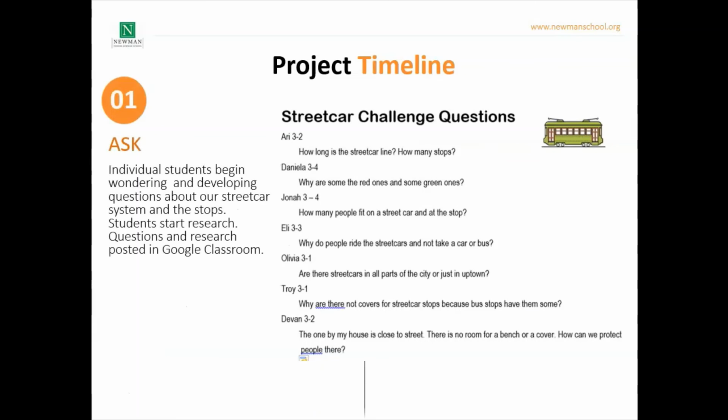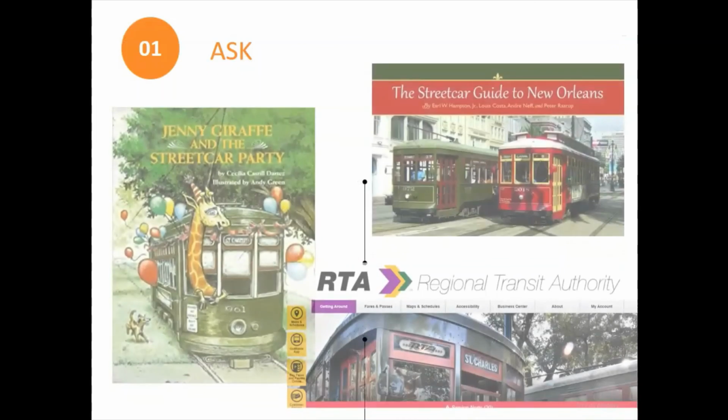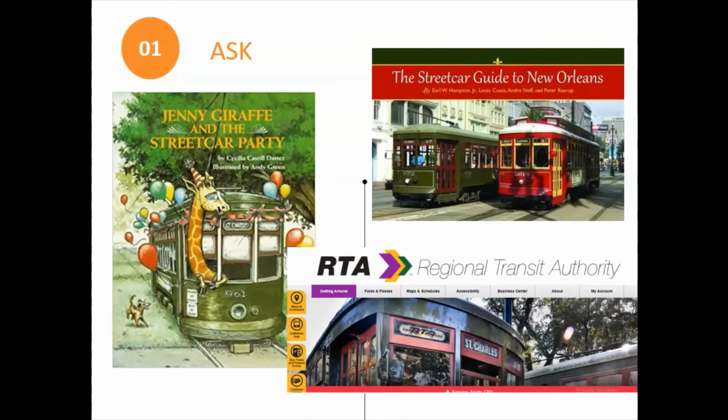Following the engineering design process, students began by asking questions. Here are a few of the questions that were typed into our Google Classroom. How long is the streetcar line? What's the difference between the red ones and the green ones? How many people fit on a streetcar or at a stop? And one child even noticed that the streetcar stop by his house had no room for a bench or a cover. We then began the process of researching the streetcars.